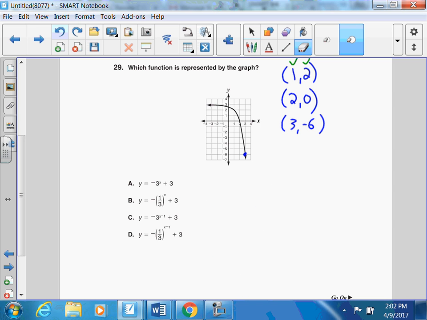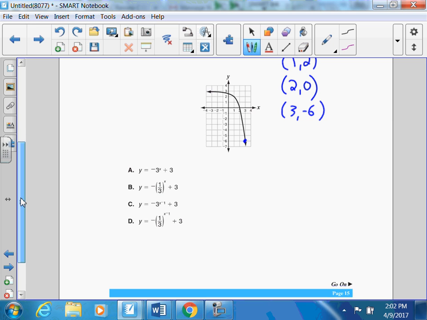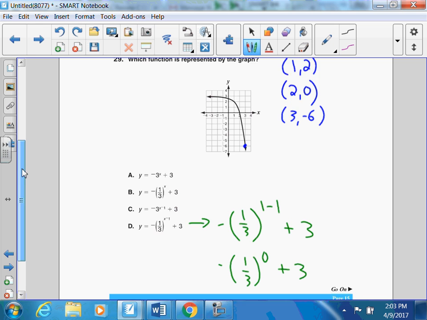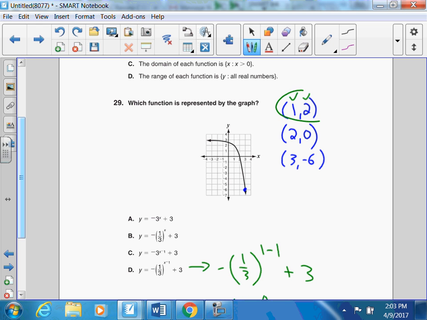Now, it might also work for D, so we need to double check that. And if it works for D as well, we need to check other ordered pairs. So for this one, we're going to plug in 1 for x. We get negative, then you have 1/3. Plug in 1 for x. That'd be 1 minus 1 and +3. 1 minus 1 is 0, so it's -1/3 to the 0 power +3. 1/3 to the 0 power is 1. And attach the negative in front, so now it's -1 plus 3, which is +2. So both C and D work for (1, 2).